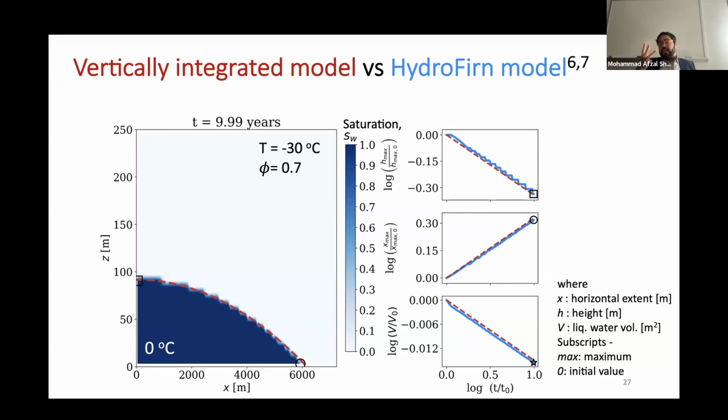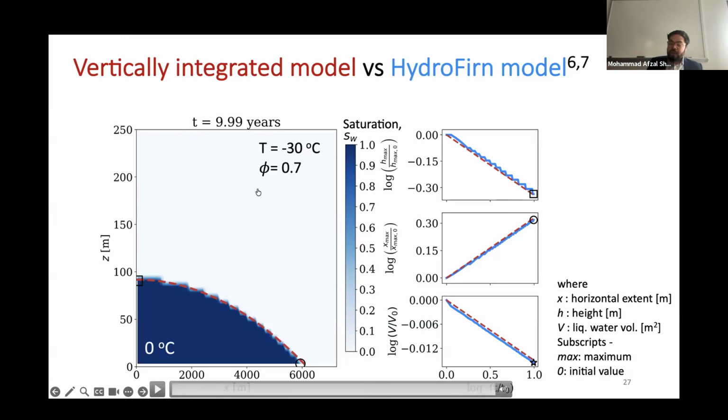This test helps us with three things. First, it validates our hydrofirn model in 2 dimensions. For such multidimensional firn models, there haven't been a lot of validation tests, and this is an excellent test. Second, it validates our vertically integrated model, right? It's excellent that it can compare well against a higher fidelity hydrofirn model.